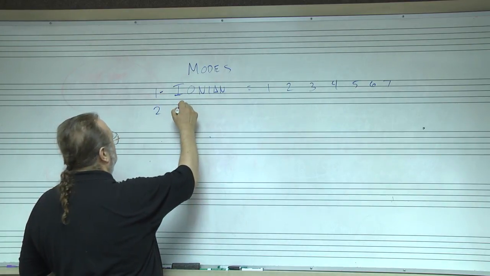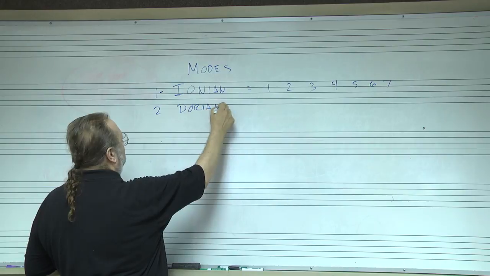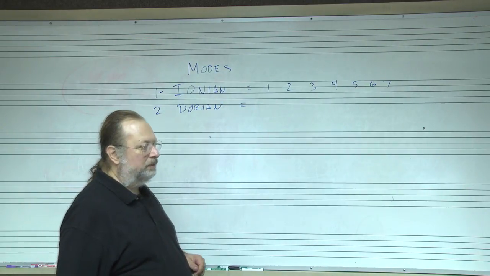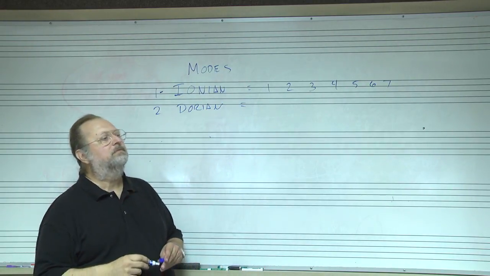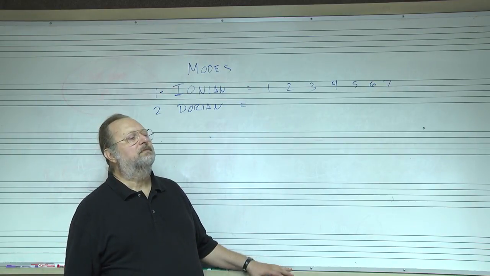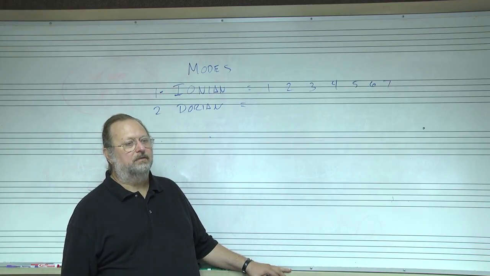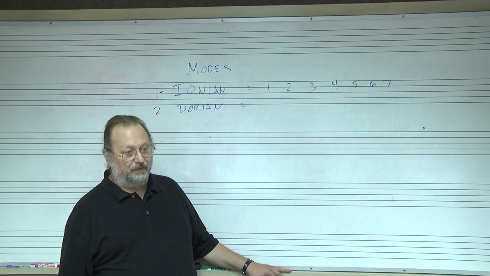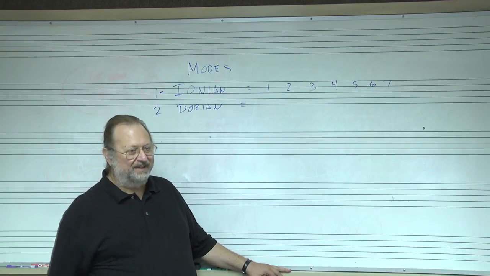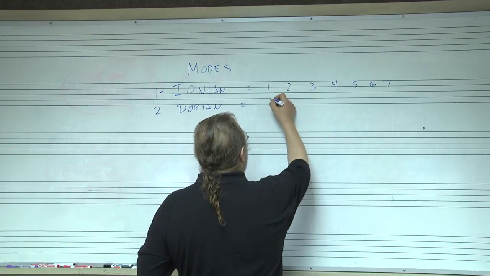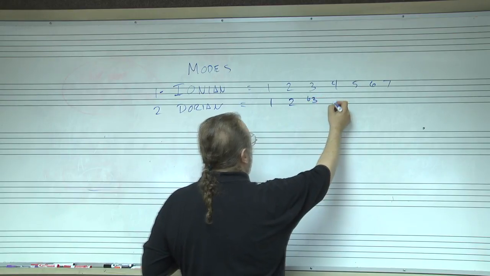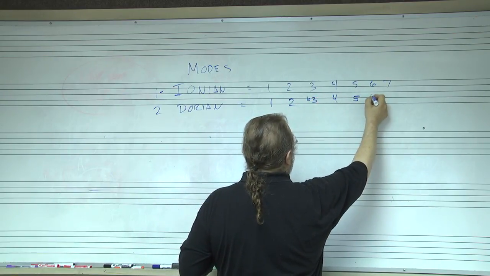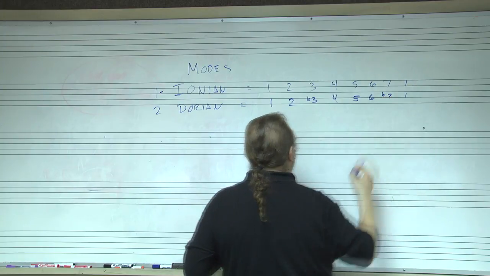Dorian mode. What's the formula for Dorian, standalone? Flat 3, flat 7. Good. So 1, 2, flat 3, 4, 5, 6, flat 7, 1.